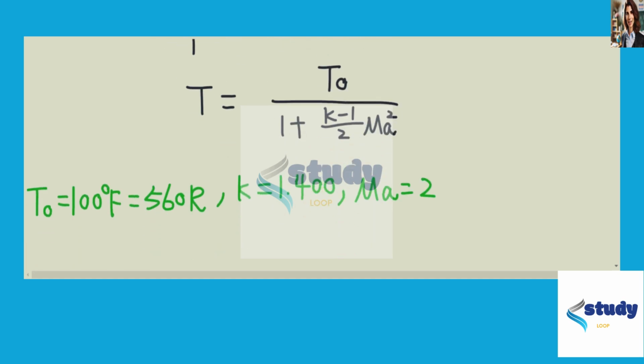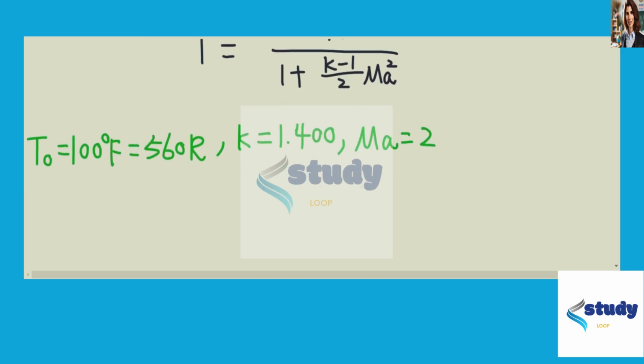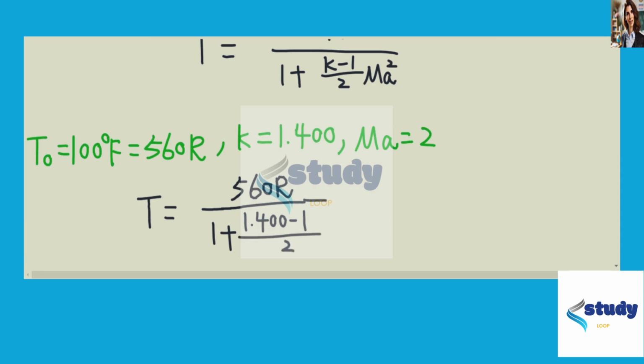So we know the temperature is given as 100 degrees Fahrenheit, which is 560 Rankine. The specific heat ratio is 1.4, and the Mach number is 2. So now let's plug back into the equation to determine the temperature at the test area, which is equal to 560 Rankine over 1 plus (1.4 minus 1) divided by 2, times 2 to the power 2. And this will give us a temperature of about 311 Rankine.